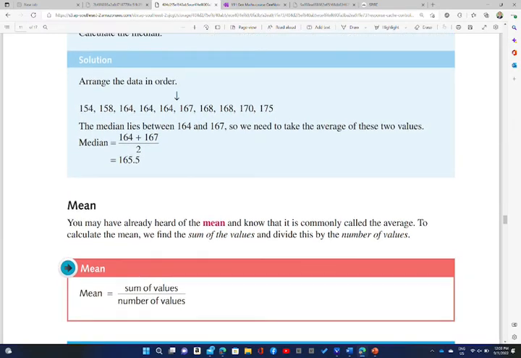And remember, it's just the sum of the values divided by the number of values, right? So sum always means you're doing what? Adding them up. So you're just going to add them all up and divide by how many you have. You've seen that plenty of times.